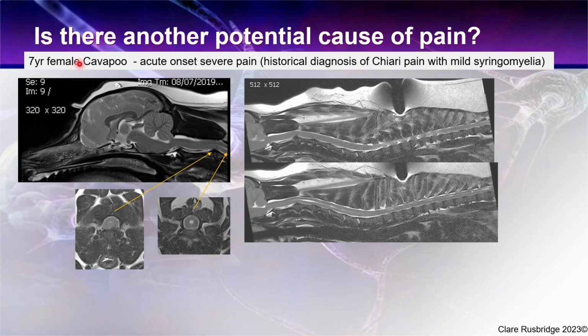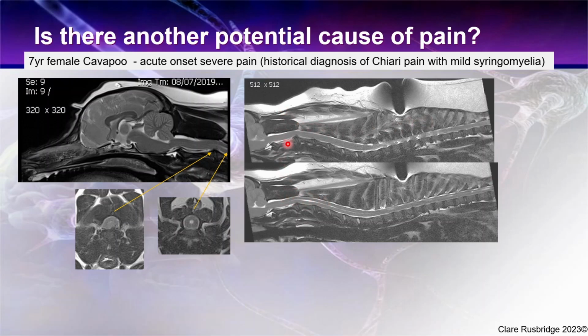So this was a 7-year-old Cavapoo. She had actually been managed for a number of years for Chiari pain with mild syringomyelia. She was represented because of acute onset and severe pain. And the imaging actually revealed that there was a very small disc extrusion. It's quite difficult to see unless you're really concentrating and looking for it specifically. So it'd be very easy to overlook this because your eye is drawn to the syrinx.